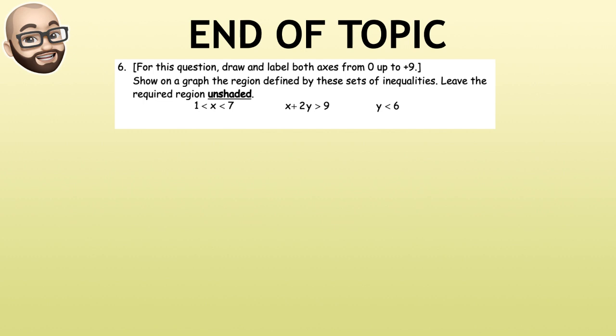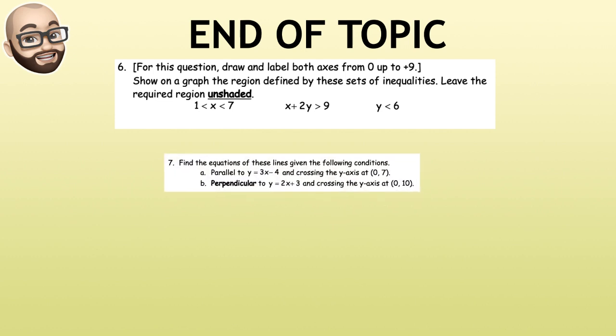It does say leave the required region unshaded. I don't mind if you actually shade in the required region, as long as it's really clear at the end which region is the one that's wanted. You normally mark it with an R or something, just to show that this is the region we want. There are 3 regions that you need to draw, and then shade in the bit that ticks all boxes. That's pretty much what we were doing on Friday, so maybe just double check that you can remember what we were doing.